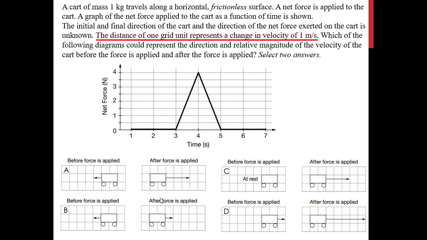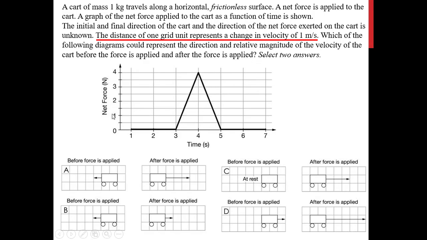Alright, and last but not least, this one was a little wordy, so if you need to, pause and read it. Essentially, it's saying that the distance of one grid in these choices represents a change in velocity of 1 meter per second. It's asking which of the following diagrams could represent the direction and relative magnitude of the velocity of the cart before the force is applied and after the force is applied. And it wants you to select two answers.